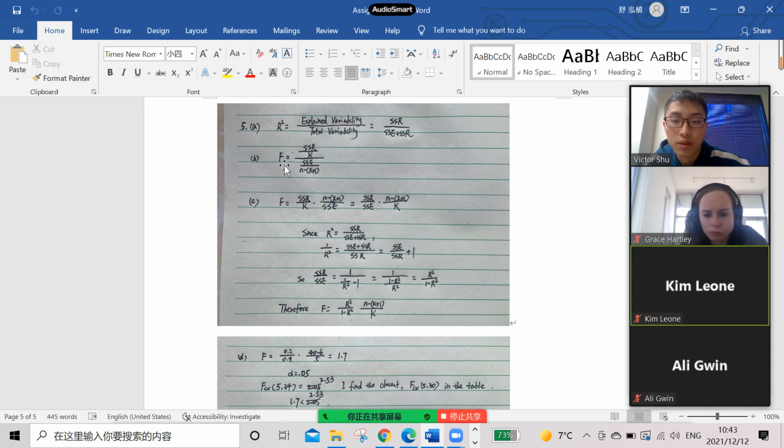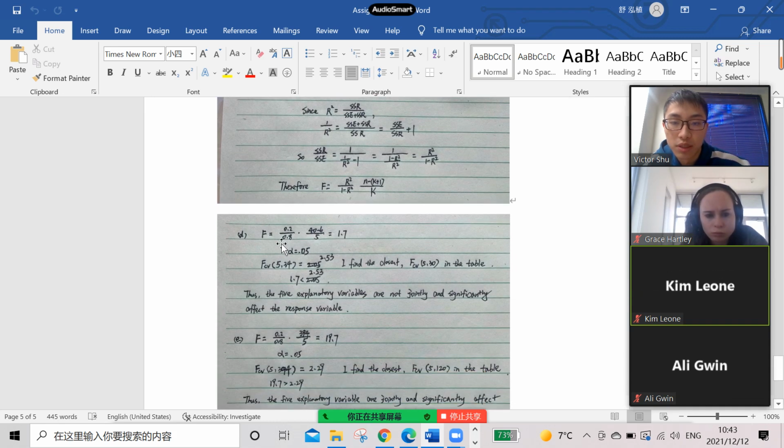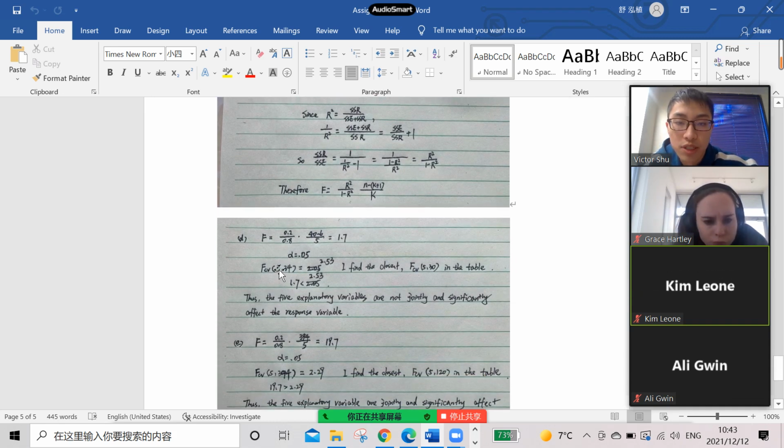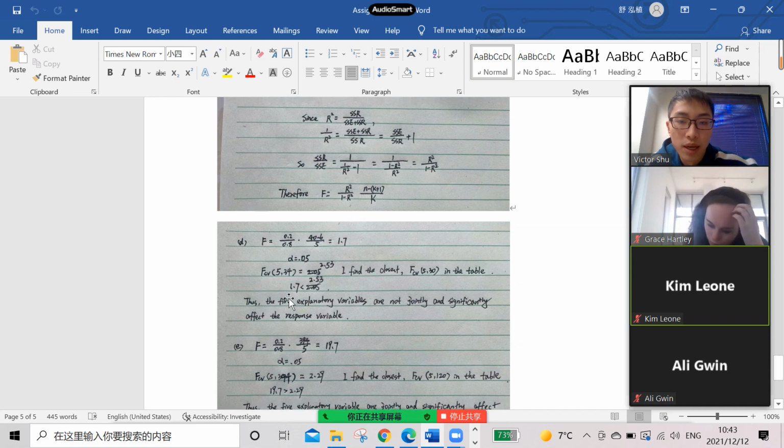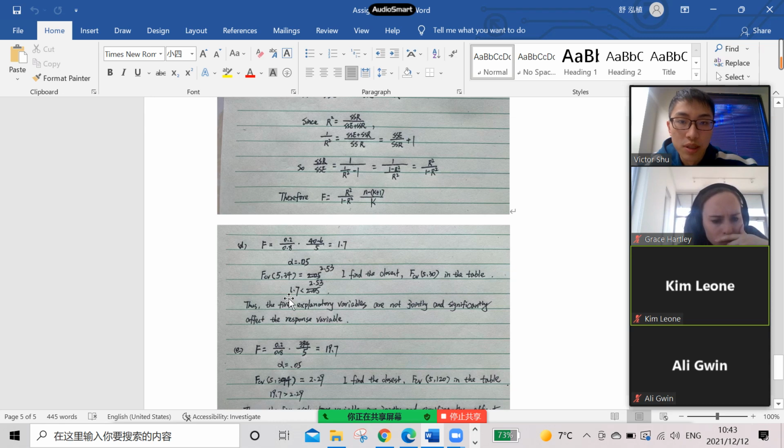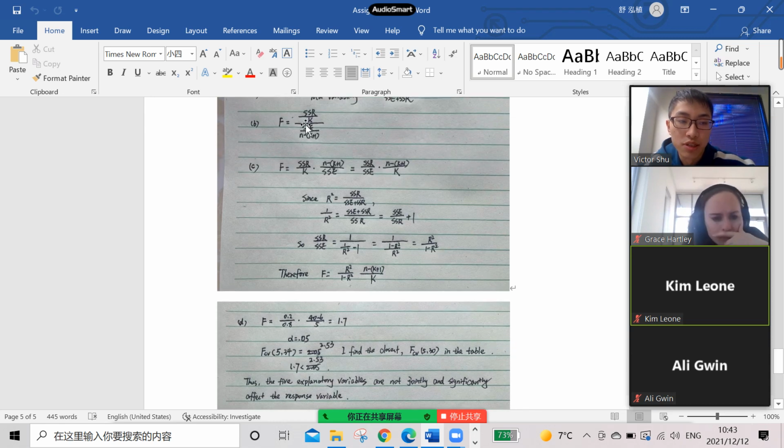So in part D, there's one question that said we have 40 observations in total, and we have 5 predictors. So what is k? K is just 5. We have 5 predictors. That is the degrees of freedom in the numerator. And what is the degrees of freedom in the denominator? It's 40 minus 5 plus 1, which is 34.